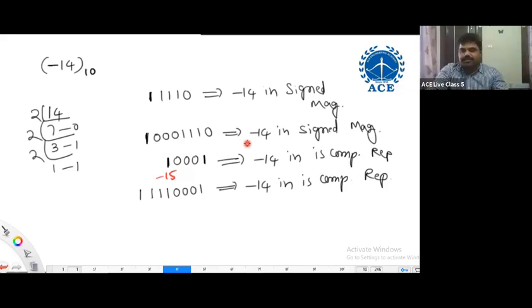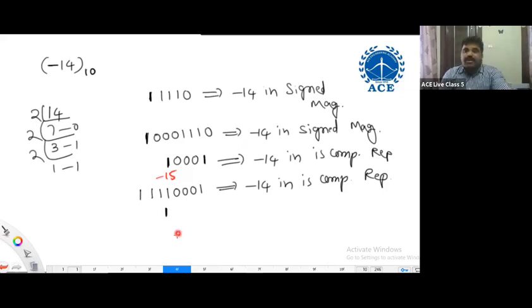Be clear about this. Using 4 bits, the range is what? Minus 8 to plus 7. Using 5 bits, minus 16 to plus 15. So, the minimum number of bits required to represent minus 14 in 2's complement representation is 5. Right? So, as the number is negative, MSB should be 1.